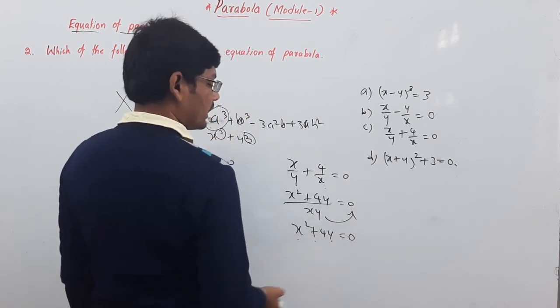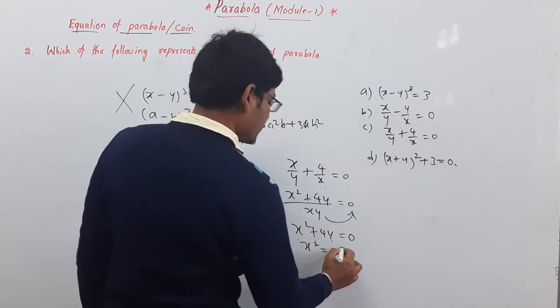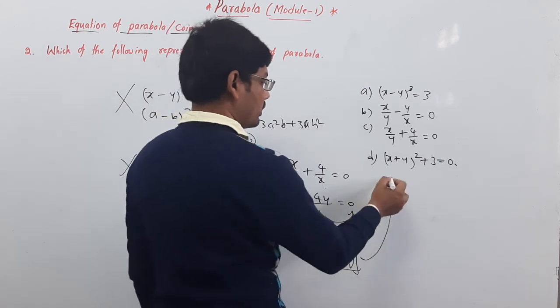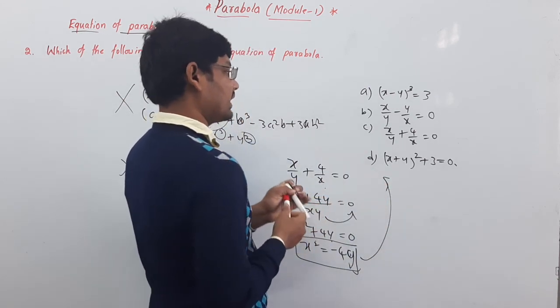x square plus 4y is equal to 0. x square is equal to minus 4y. So it is in the form of a parabola. So option C is the correct answer.